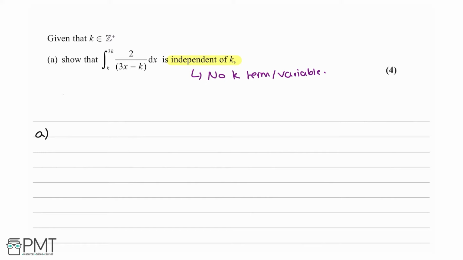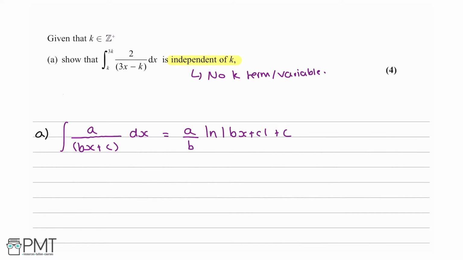Now, to integrate what we have over here, I'm going to use a rule which says the integral of a constant, say a, over bx plus c, as we have in our question, with respect to x, equals a over b times the natural log of bx plus c, like that. And then obviously your constant of integration like that. Okay, so I am going to use this formula to evaluate our integral here.